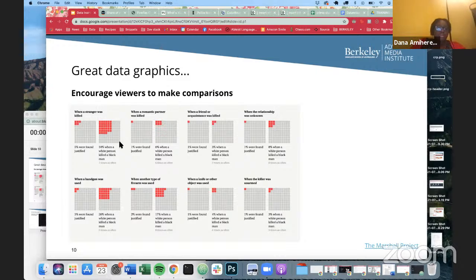So we've got 100% and 100% on each one of these. What's happening here is we've got 5% of these when a stranger was killed were found justified, but 34% when a white person killed a black man was found justified. So it's like encouraging your reader, as they're going along, to read these different scenarios and start to ask questions, to start to try to unpack things in their own mind. So you're not spoon feeding them information. It's not that you're laying out the information for them in a very logical way that's easy to understand, but at the same time, you are allowing them to come to conclusions for themselves.